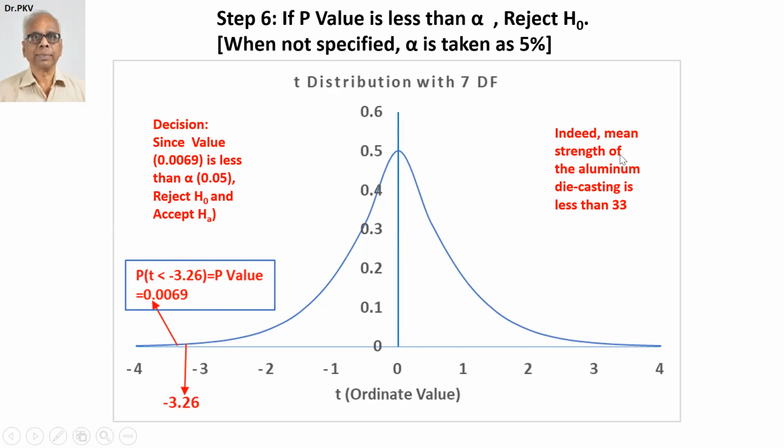Indeed, it appears the mean strength of the aluminum die casting is less than 33 with a level of significance of 5%, and the p-value is very, very small. I am almost 99.31% confident that I'm right, and therefore I conclude, indeed, the mean strength of the aluminum die casting is less than 33. And this is the beauty of the t-distribution. I have illustrated with a practical example.